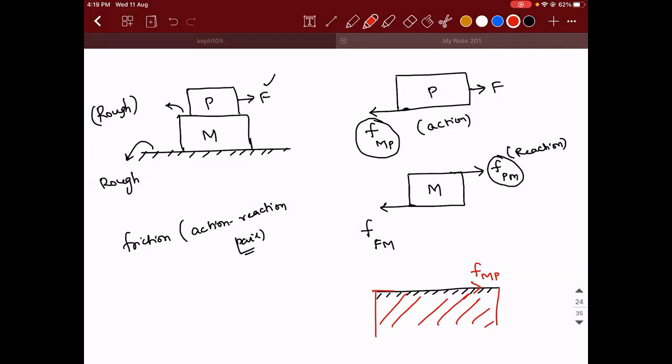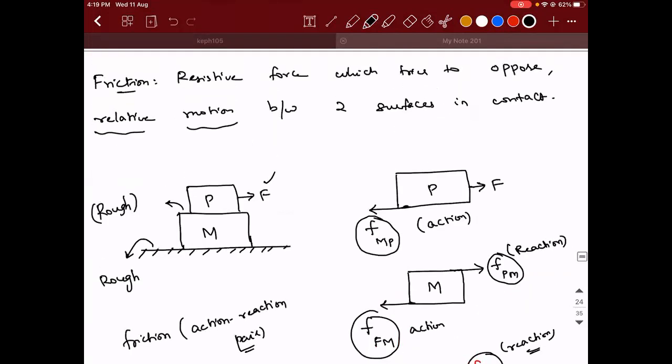So if you try to break down the whole process, this is what happens. Here also, if you observe, FPM and FMP are action reaction pairs. Now, are you guys able to understand the meaning of the word relative motion? I'm using the word relative motion because friction will always try to oppose the motion of one object with respect to another because of these action reaction forces. Clear? Please let me know if there is any doubt. This is the important point I wanted to register.